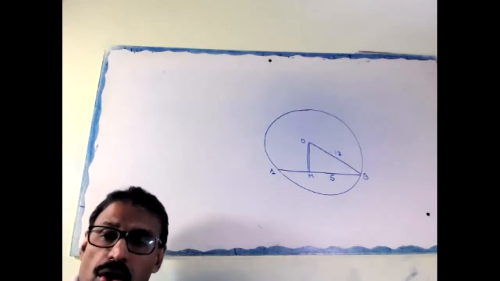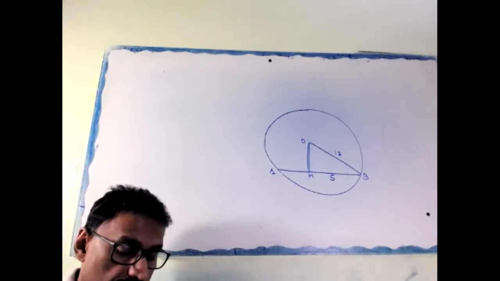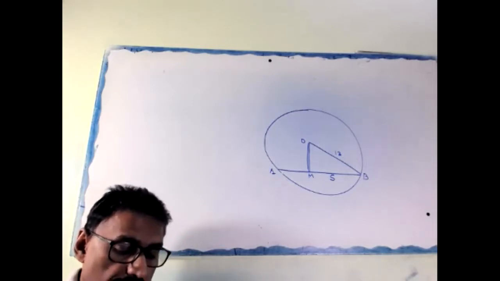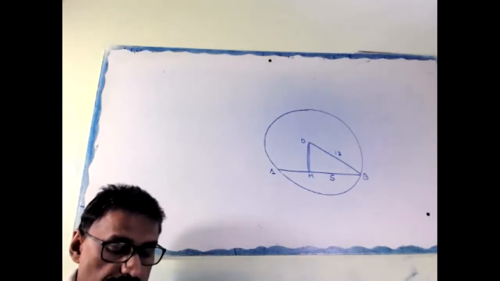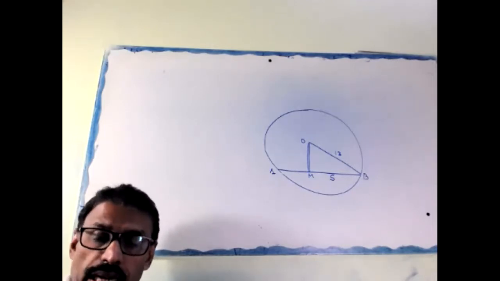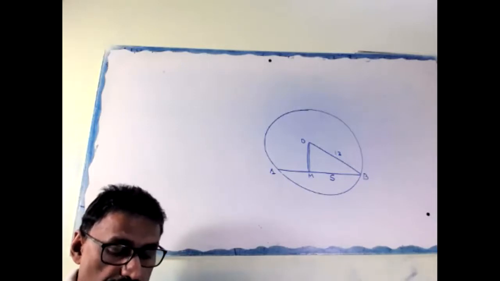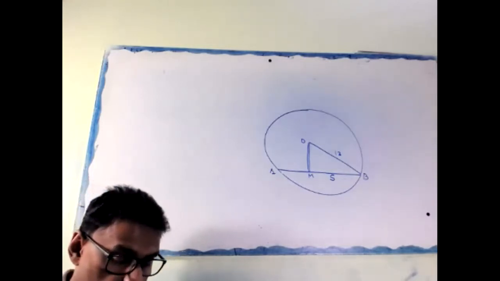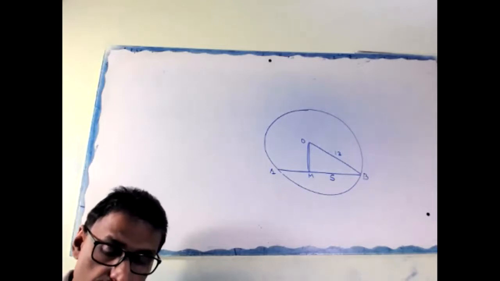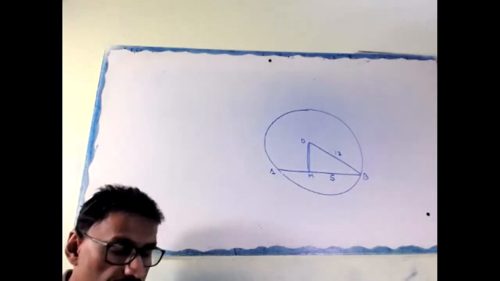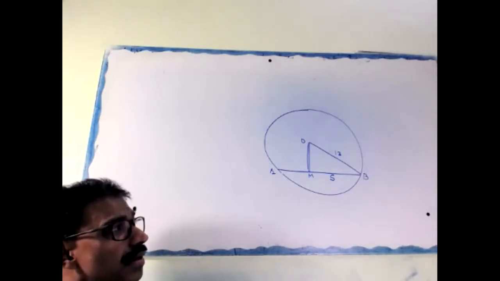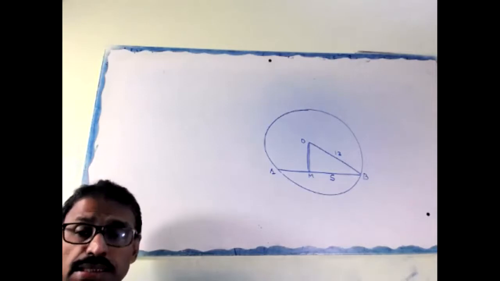Once again, find the length of a chord which is at a distance of 5 centimeter from the center of a circle of radius 13 centimeter. Okay, find out. Here radius is given, and distance is given.